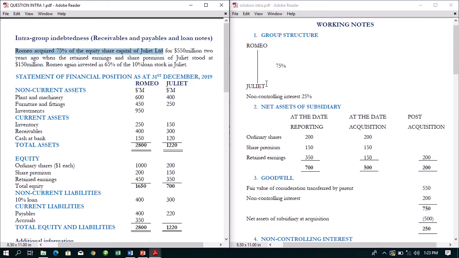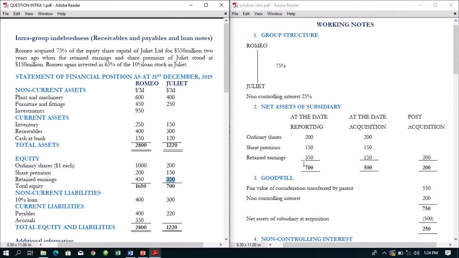So we move to workings 2, which is to determine the net asset of subsidiary. At the date of reporting, I will come to my account here. My ordinary shares of the subsidiary, which is Juliet, is 200 there. I'll pick the share premium, which is 150, and I'll also pick the retained earnings, which is 350, giving me my net asset at the date of reporting to be $700 million.